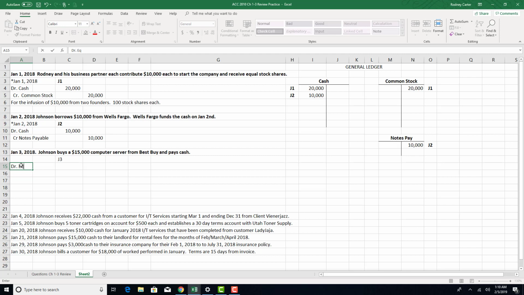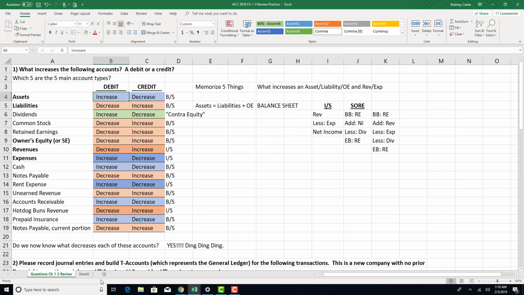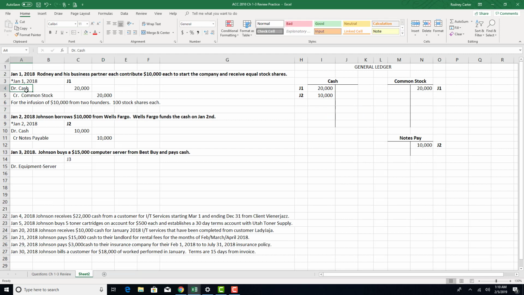So what did we have? We got equipment. I can write server, equipment server if I want to. What is this? This is an asset. How do I increase an asset? We already know we increase an asset with a debit, and we know that because we increased cash with a debit, which is also an asset. So $15,000, and we pay cash. So we reduce cash. This is the first time we're reducing cash. It's logical now that we're hopping over to the other side here.